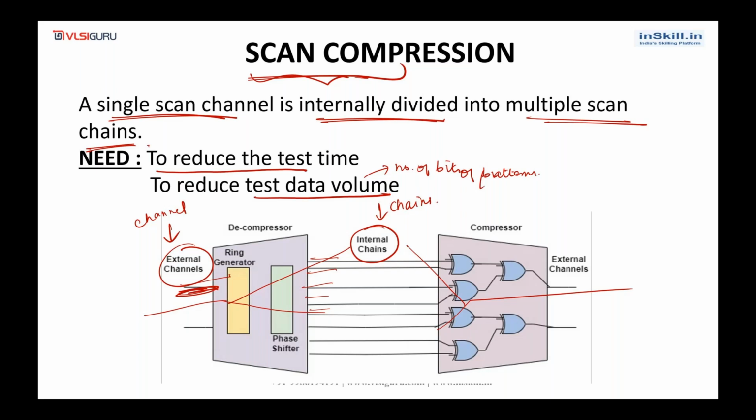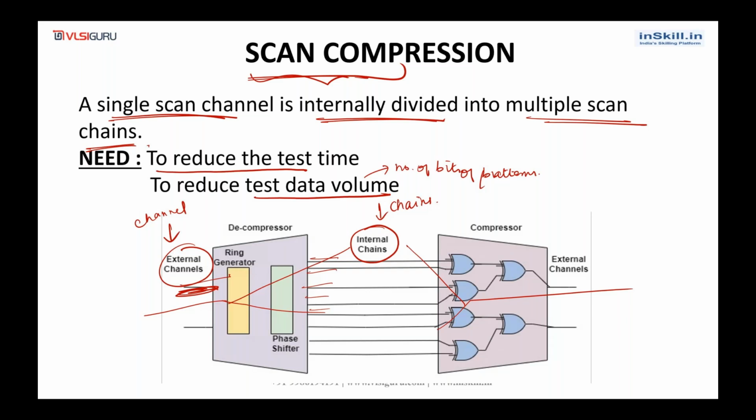So scan compression means a single external channel is internally divided into multiple scan chains, or you can also say the internal chains are compressed into channels. Both ways are correct.